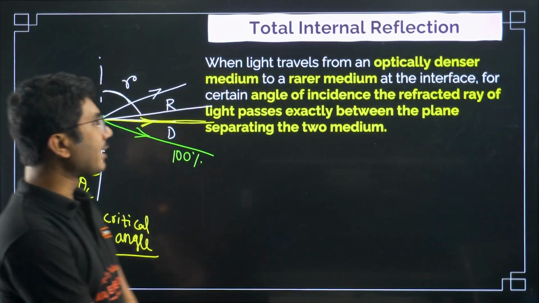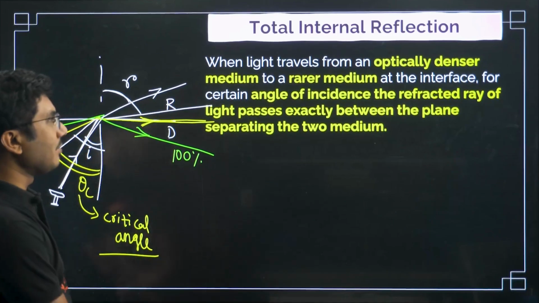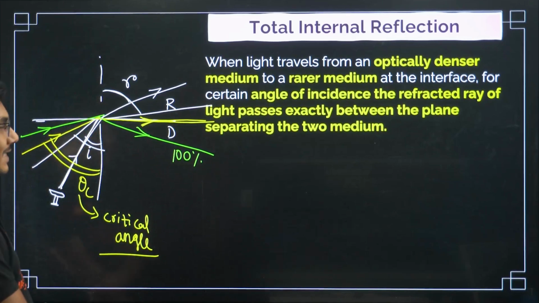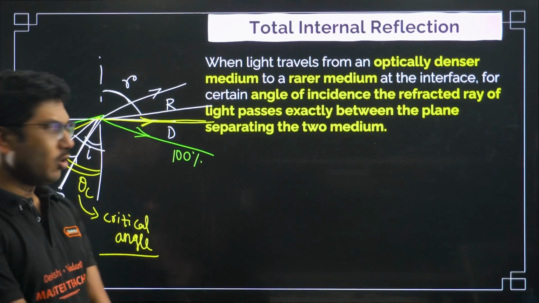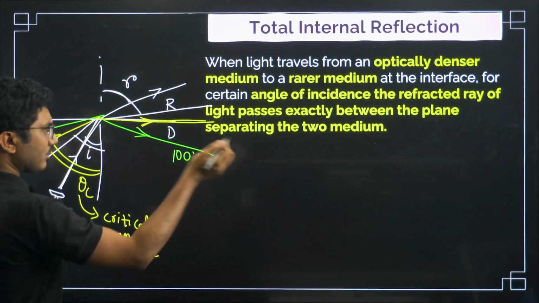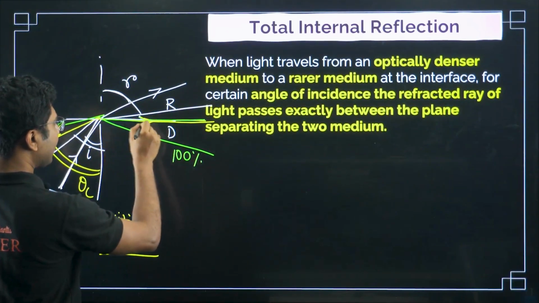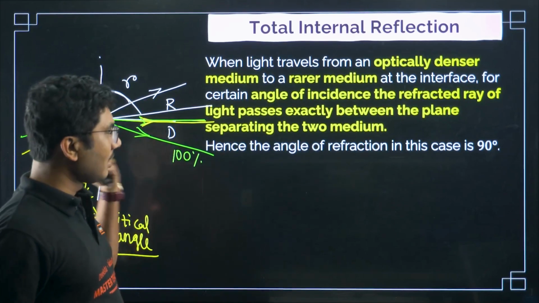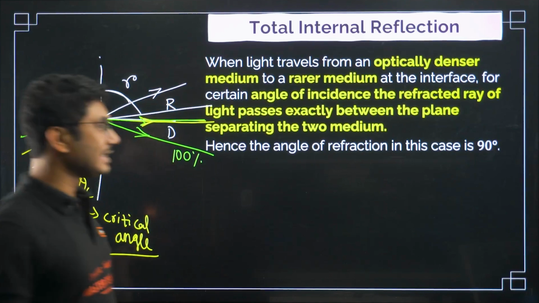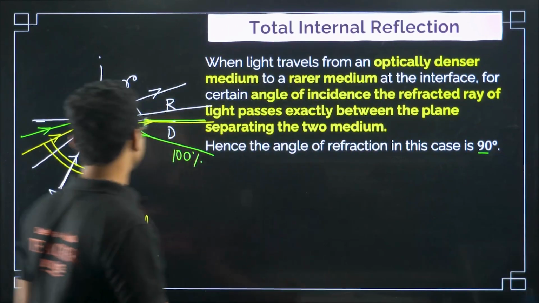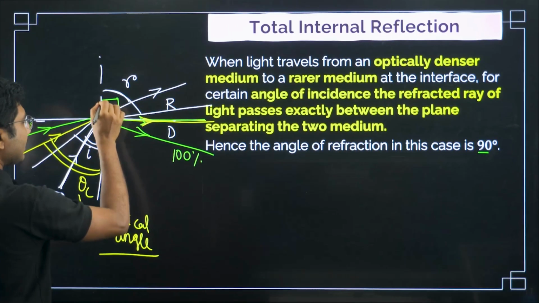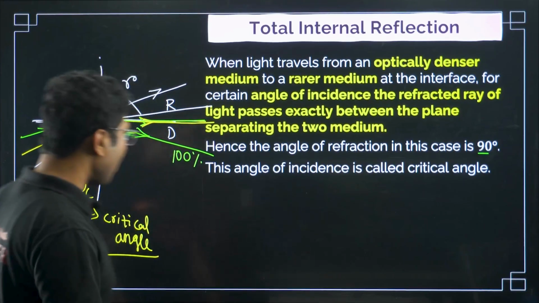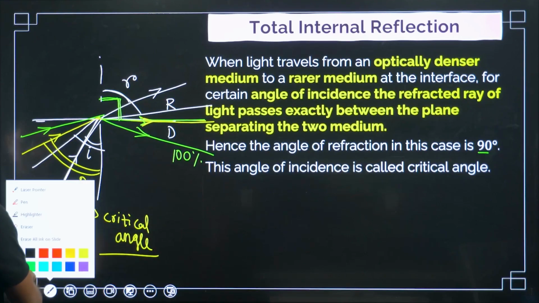When light travels from an optically denser medium to a rarer medium, at the interface for a certain angle of incidence, the refracted ray passes exactly between the planes separating the two media. In this case the angle of refraction is 90 degrees. Obviously, what is the angle of refraction in this case? The angle of refraction in this case is 90 degrees, right? Now this angle of incidence is called the critical angle. We already discussed that.